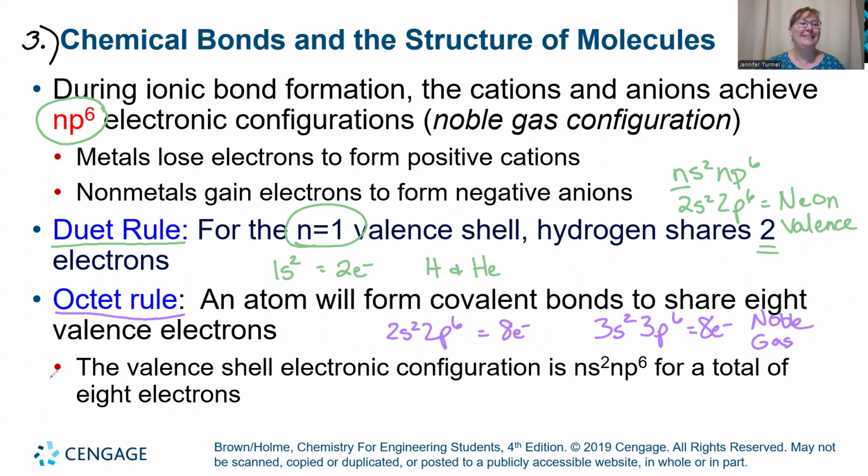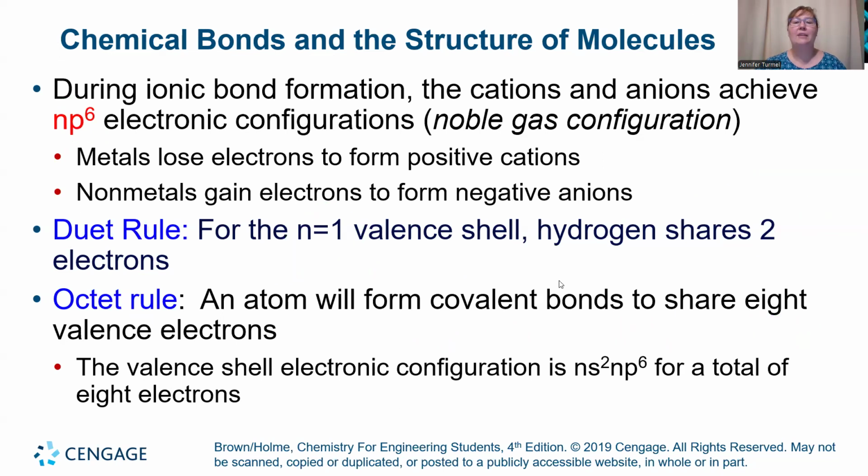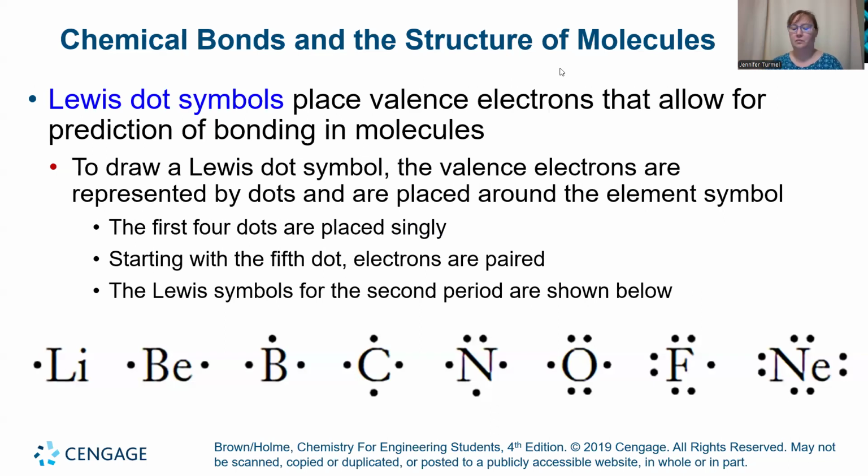Okay. All right. Moving on to slide 4. Okay, now let's take a look at what we have here. I'm going to go ahead and switch to a completely separate color. Lewis dot symbols or Lewis dot structures place valence electrons that allow the prediction of bonding in molecules. Okay, and to draw a Lewis structure, the valence electrons are represented by these dots.